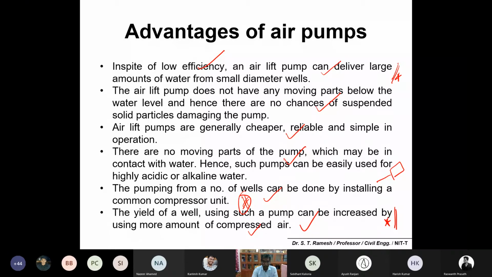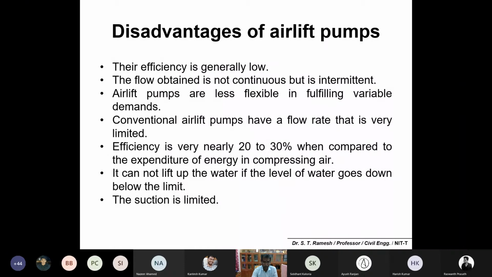Okay, so that's something. These are some of the advantages. Some drawbacks: efficiency is low, and the flow may not be continuous. That's what I told you, because once you allow compressed air inside, you may get a sudden jet out of the system, and it is not continuous, it is intermittent. These are also less flexible in fulfilling variable demands. That's important. If you want to pump more, you cannot. So variable demand is not possible.